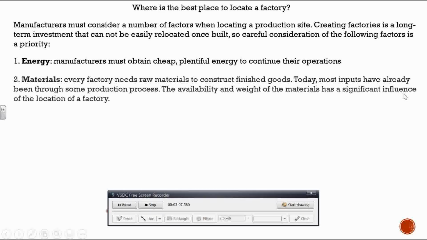All right, number 2, we're looking at materials. Every factory needs raw materials to construct finished goods. Today, most inputs, the things that factories need to make other things, have already been through some production process. So, for example, if you think about how an automobile is created, there's a lot of steps that go from taking ore out of the ground, processing it to steel, and then shipping that material to an automobile manufacturer.